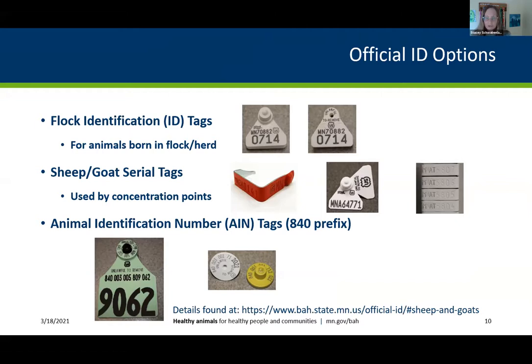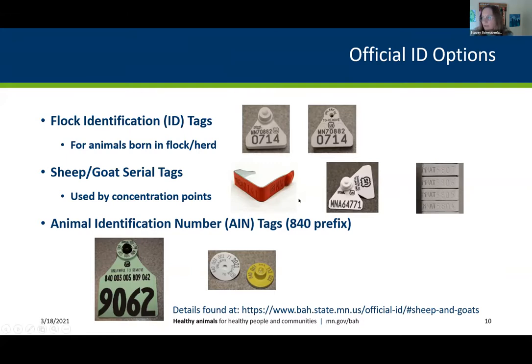So there are 3 different groups of official identification ear tags that are going to be official in all circumstances. So the flock ID tags, these serial tags that I mentioned that are used by livestock concentration points, as well as animal identification number tags, which are commonly referred to as RFID tags, as they are most commonly radio frequency identification tags, though they also come in a visual format. So you can see the options right here. These plastic flock ID tags are an example of what would be available at no cost to newly registered producers.